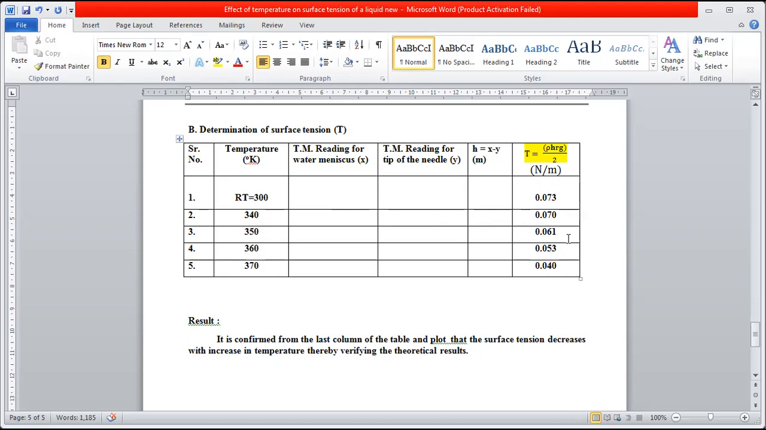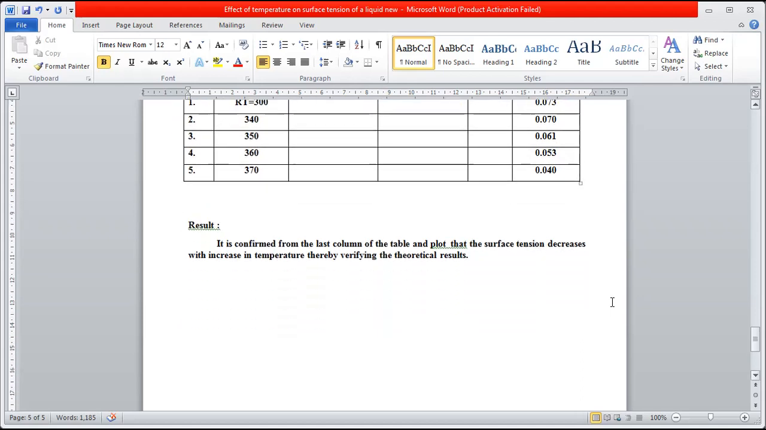And these are the expected values for water. The surface tension of water at room temperature is around 0.073 Newton per meter. And it should be around this value. As the temperature increases, this surface tension may decrease in this way. So a very simple experiment. Easily you can do it in your library.